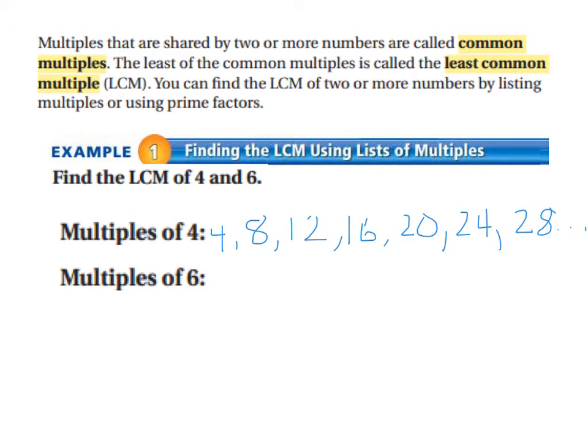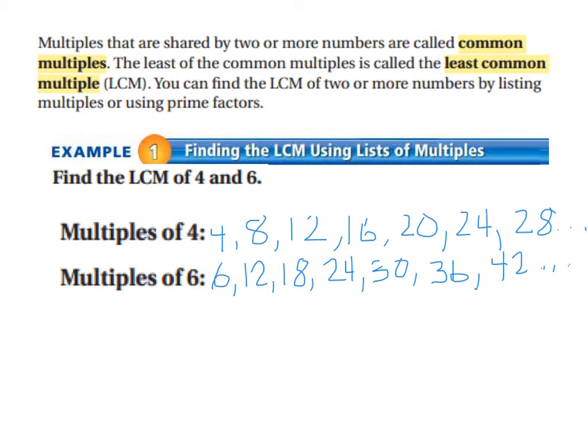Similarly with 6, 6 times 1 is 6. 6 times 2 is 12. 6 times 3 is 18. 6 times 4 is 24. 6 times 5 is 30. 6 times 6 is 36. 7 times 6 is 42. And again, we could go on and on, simply by multiplying by the next whole number.